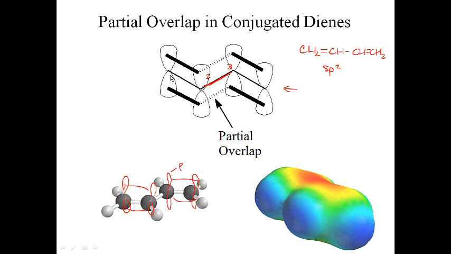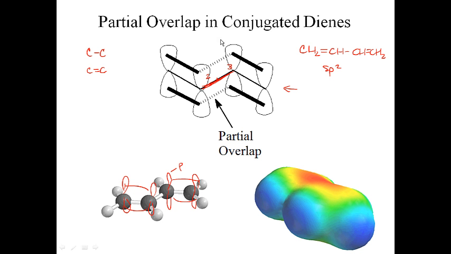Now, bond distances are characteristic of single, double, and triple bonds. Carbon-carbon single bonds are the longest. Carbon-carbon double bonds are a little bit shorter. And so it turns out that this bond is a little bit shorter than a single bond. Not a lot shorter, but a little bit. And so that's an indication that we do have this partial overlap, which means this single bond has a little bit of double bond character. And so that stabilizes the molecule because of this partial overlap.